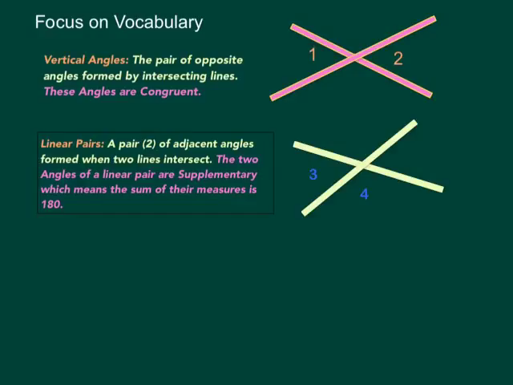The two angles, 3 and 4, would be considered a linear pair, and therefore they are supplementary, which would mean that if you take the measurement of angle 3 and you add it to the measurement of angle 4, the two measures together would add up to be 180.